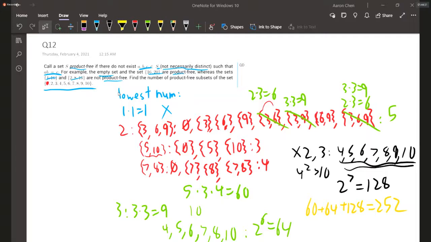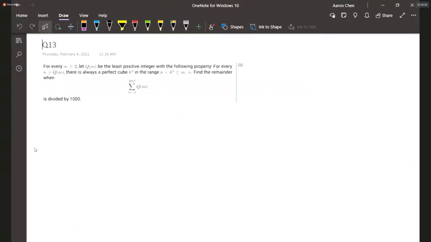Okay, I guess not. Then in this case, we can move on to number 13. And so once again, I'll give you guys a couple of minutes to do this problem before I start explaining it.